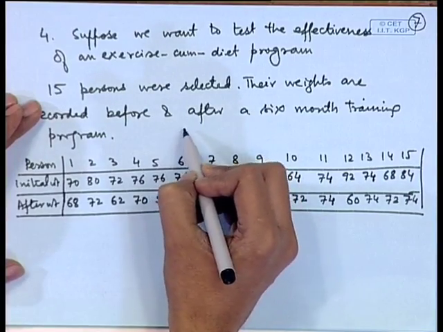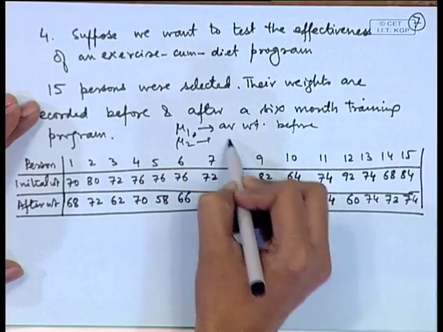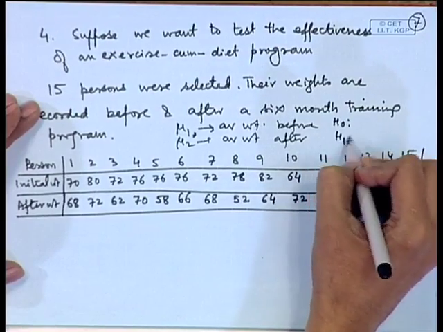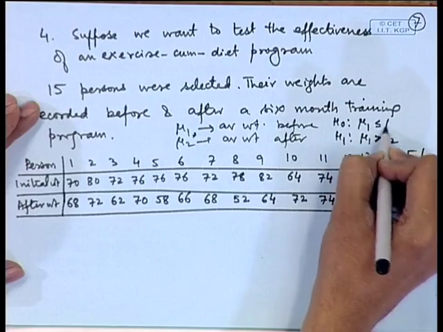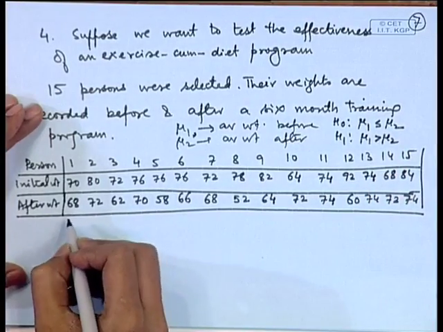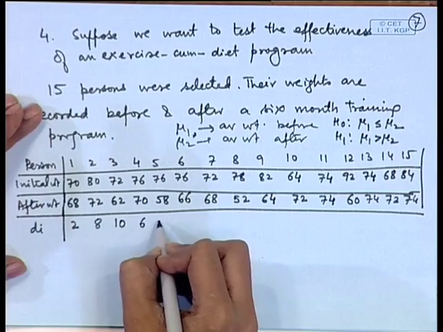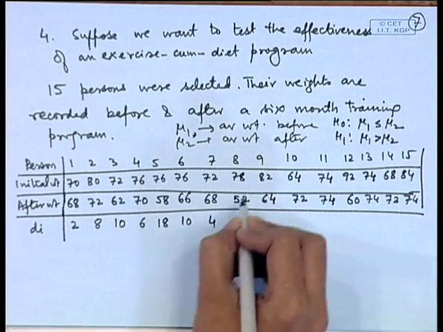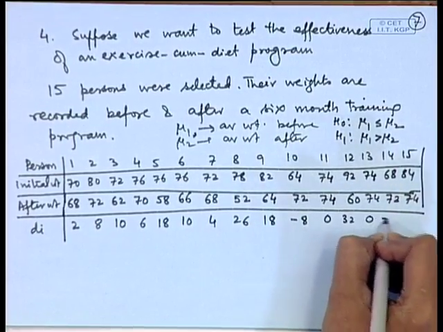We want to test, suppose I say mu 1 and mu 2. So, mu 1 is the average weight before and mu 2 is the average weight after the training program. So, we may be interested to test whether mu 1 is actually greater than mu 2. That means, we can put this as a strong hypothesis in the alternative, which we actually want to test. So, mu 1 is less than or equal to mu 2 against mu 1 is greater than mu 2. If we consider here the differences d i's: 2, 8, 10, 6, 18, 10, 4, 26, 18, minus 8, 0, 32, 0, minus 4, 10.